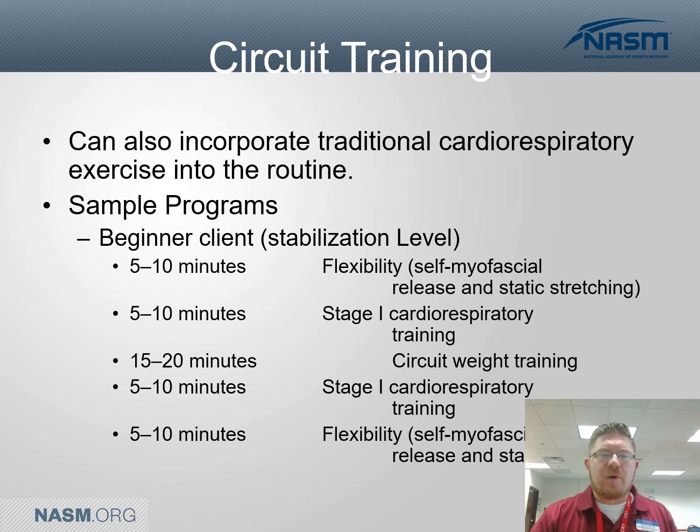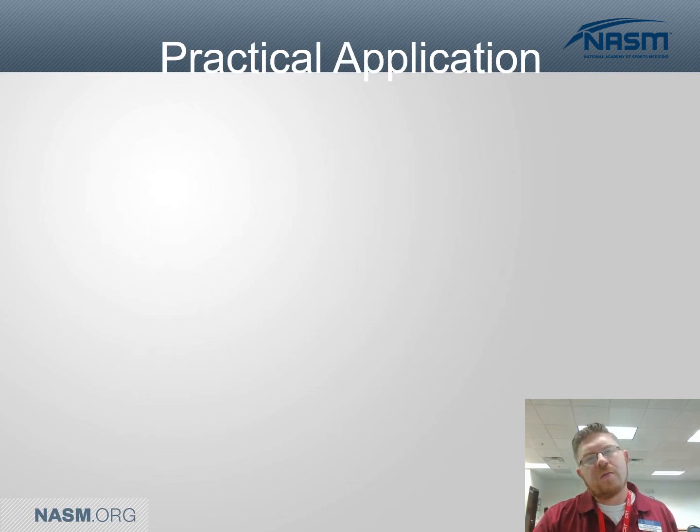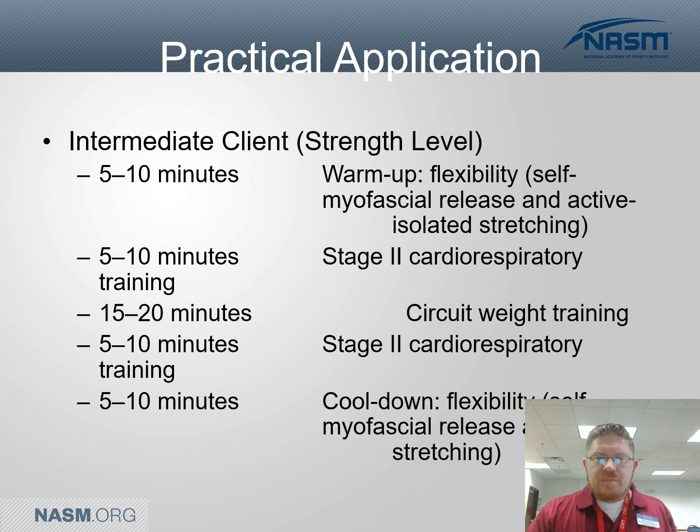So they've got some sample programs here. I'll let you go through the book and look to see how this fits for you. But you see 5 to 10 minutes for flexibility, 5 to 10 minutes stage 1 cardio training, and then circuit weight training, 15 to 20, and so on. So someone at the strength level, there's what theirs looks like. And it tells you, all right, 5 to 10 minutes.